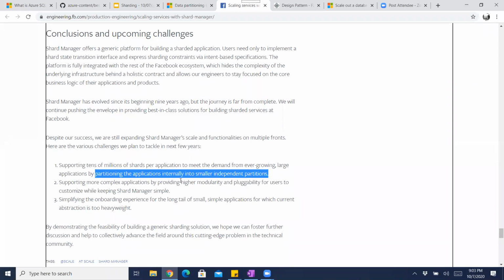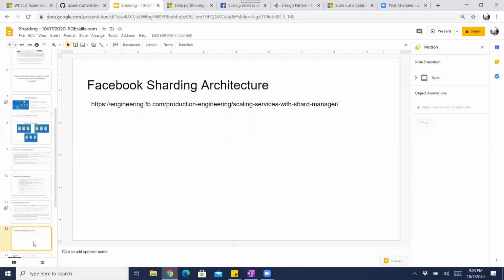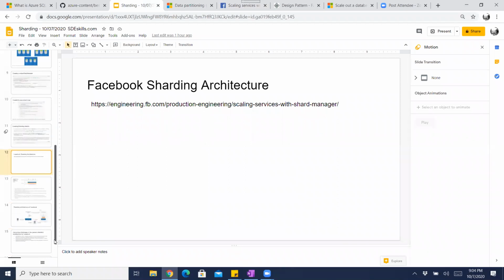And the other thing they talk about is the components that they shared. How can we support more complex applications by having more modular or pluggable modules? And the third thing was interesting: if you have a small, simple application, is this whole architecture too heavyweight, right? How can we simplify the experience for small scale applications? So that was pretty much in general the topics I had.